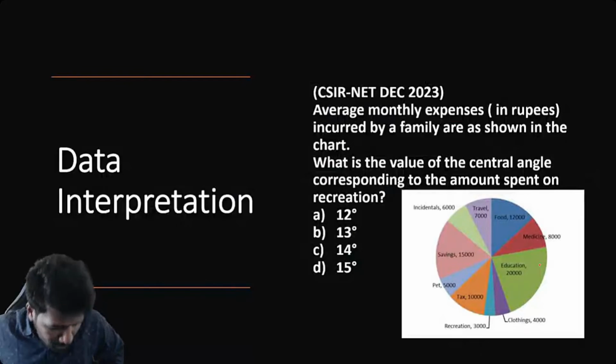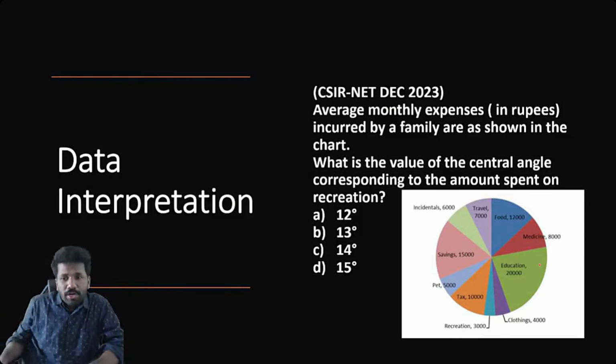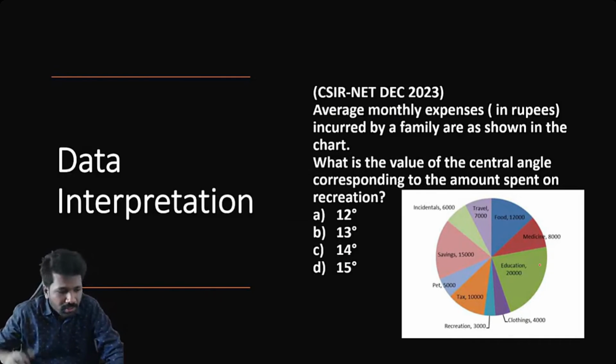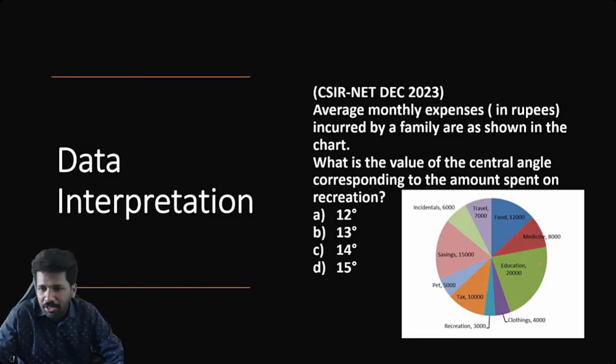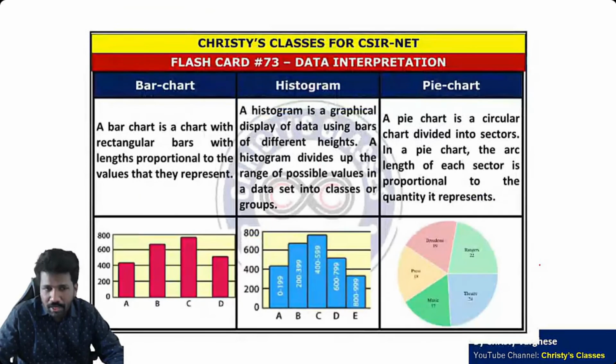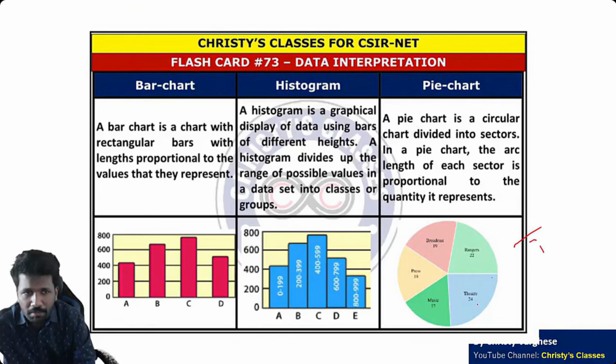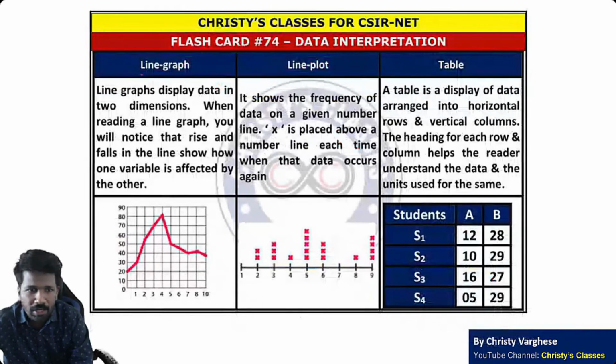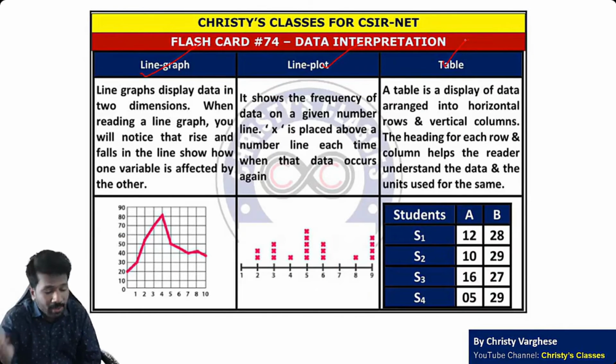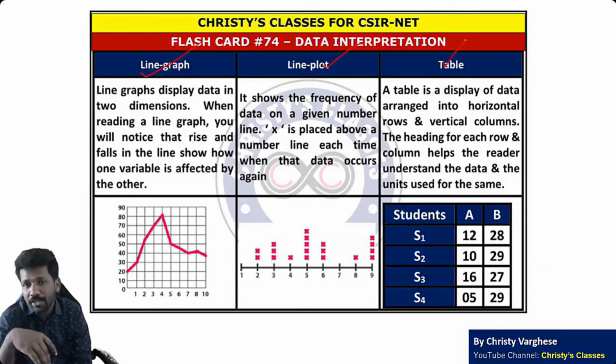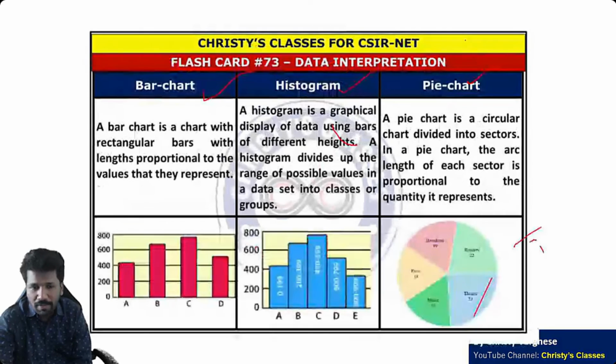Next is data interpretation. It's a particular separate unit itself. Data interpretation में December 2023 वाला एक pie chart related question है ये. Not only pie chart, it can be bar chart related questions, it can be histogram related, line graph related, line plot related, table related, also scatter plot related questions भी पूछा है ये chapter से. So we will discuss that in detail.